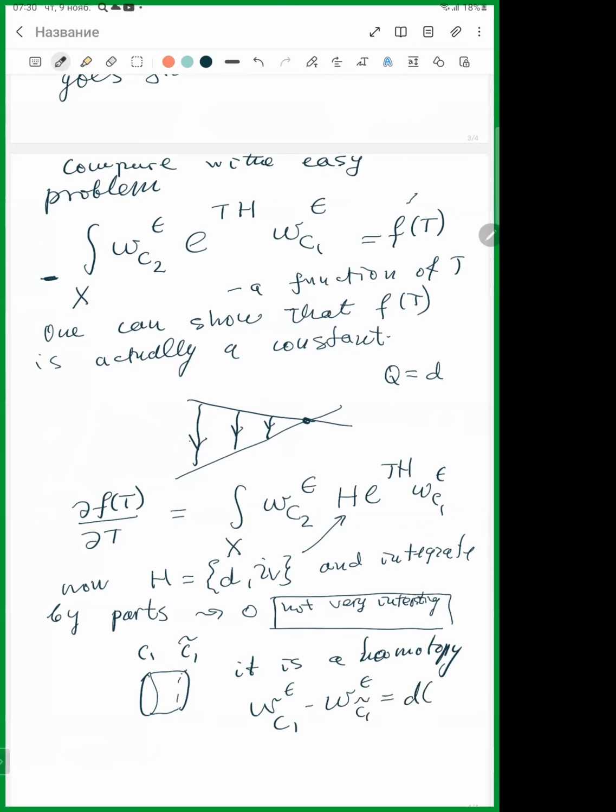It's actually D of something. That's why I call this the easy problem. And such numbers are not very interesting. You will never get a Fields prize for it.